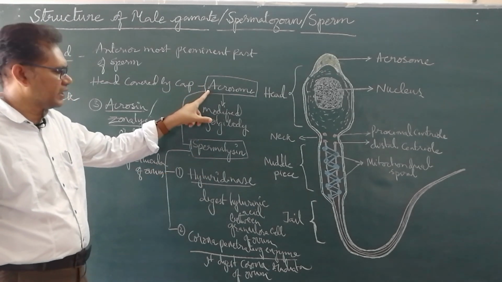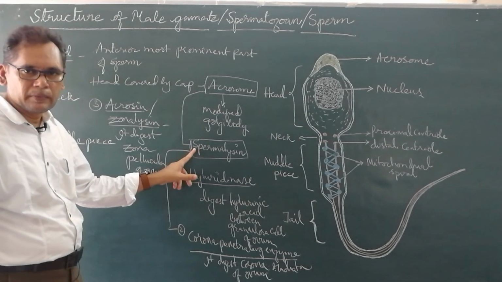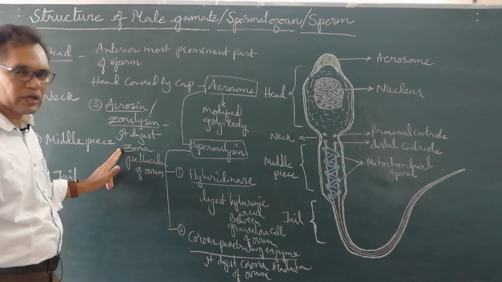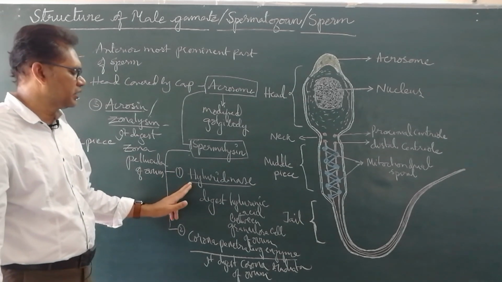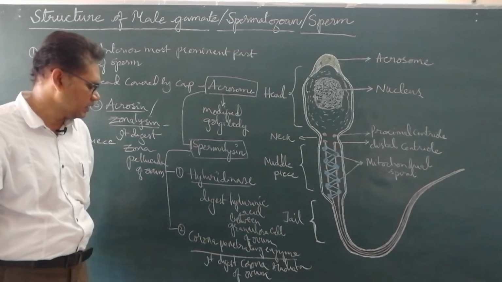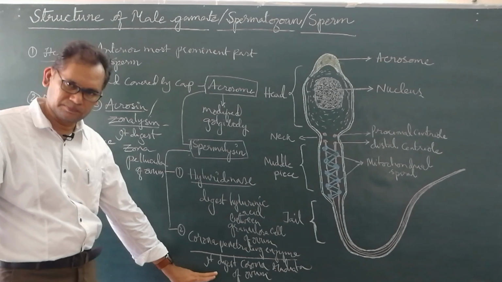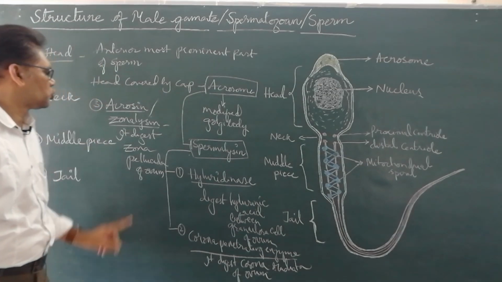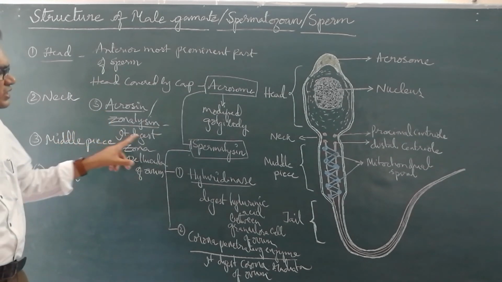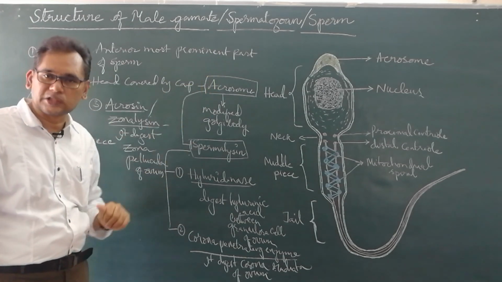The acrosome of the head consists of spermlysins which digest the corona radiata as well as hyaluronic acid and zona pellucida. Hyaluronidase digests the hyaluronic acid between the granulosa cells of the ovum. The corona penetrating enzyme digests the corona radiata of the ovum. Zonalysin or acrosin digests the zona pellucida of the ovum. These three are the spermlysins present in the acrosome, that is, the head region.